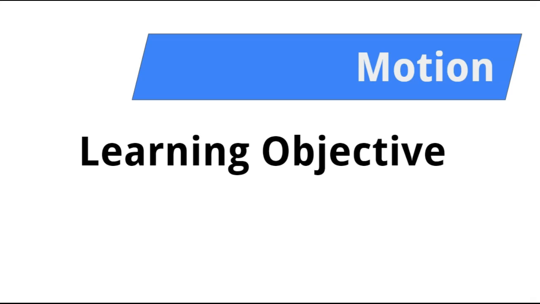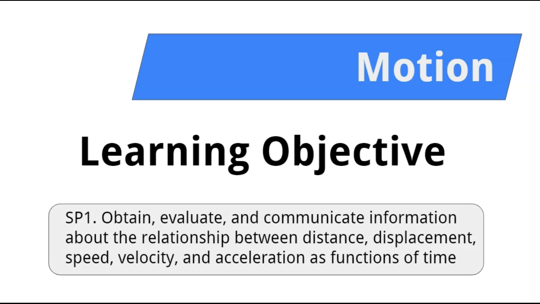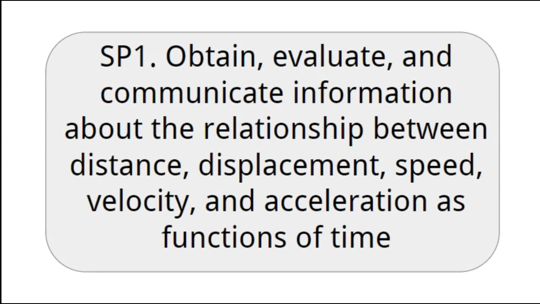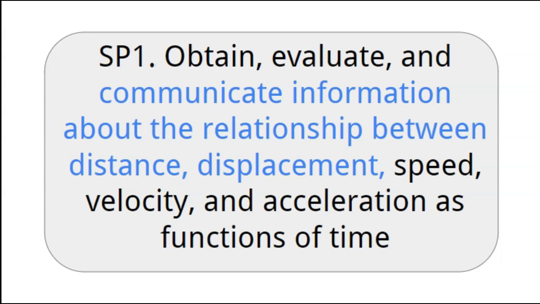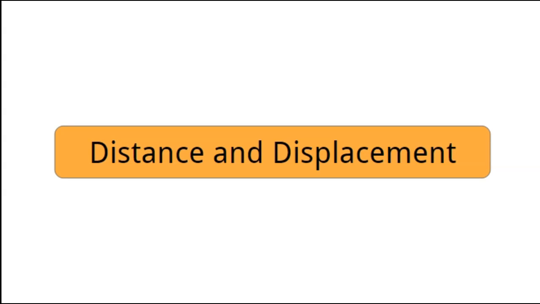Motion. Our learning objective is to obtain, evaluate, and communicate information about the relationship between distance, displacement, speed, velocity, and acceleration as functions of time. Let's look at this learning objective in more detail. So we want to focus on communicating the information about the relationship between the distance and displacement. So we're going to focus on distance and displacement. Let's get started.